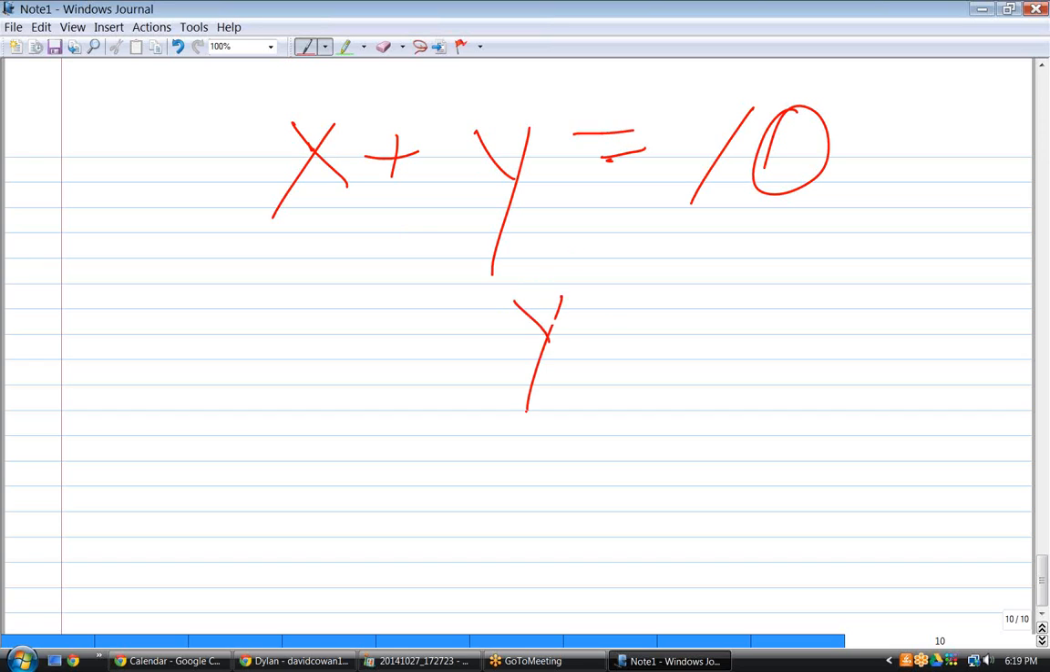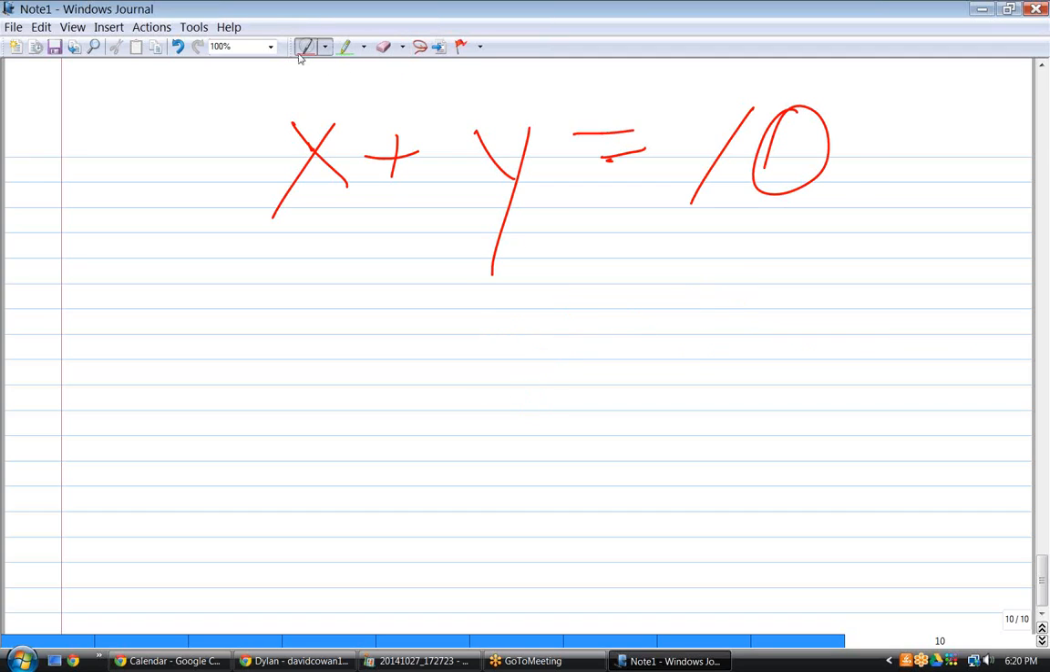But if I give you a second equation, y equals 2, now I have 2 equations and 2 variables. Would you do x plus 2 equals 10? And then subtract 2 from both sides, you get x equals 8.